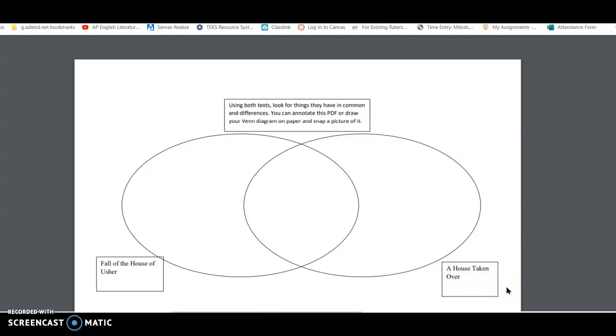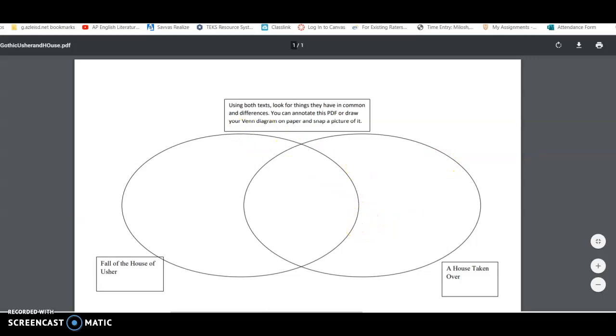So today what you're going to do is fill out this Venn diagram. Using both the texts, you're going to look for things they have in common and differences. So you're going to put the common stuff here in the center and the differences off in this portion. If you've never done a Venn diagram before, it's a good way to prepare to write a paper, which is what you're going to do over your two stories.